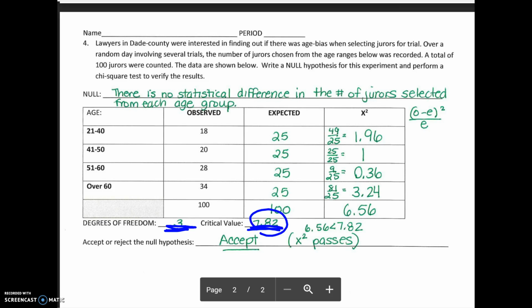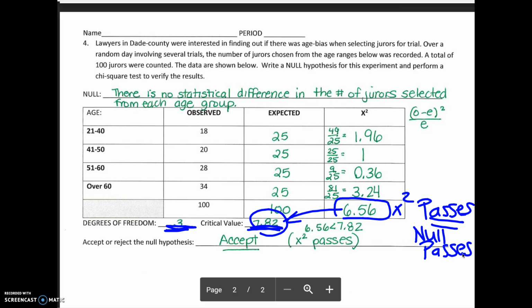And here's our key to our last part of accepting or rejecting. If our chi-square is less than the critical value, which it is, then the chi-square test passes, meaning our null hypothesis also passes. So there was no statistical difference. We accept our null, no statistical difference. Had this number been bigger than our critical value, then our chi-square test would fail, and that would mean that our null hypothesis would also fail. And therefore, there would be a statistical difference.